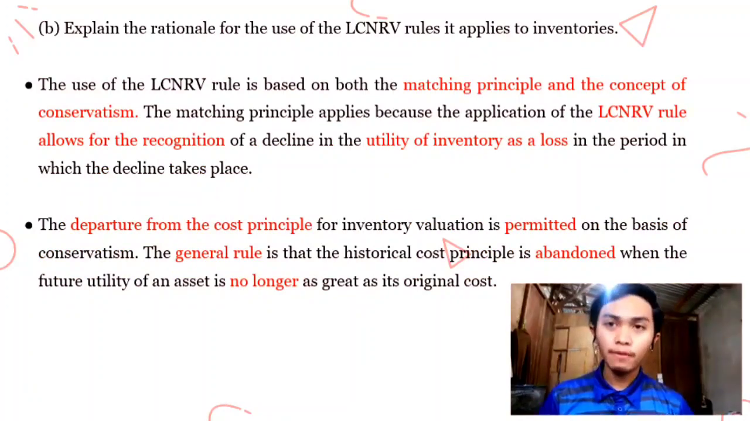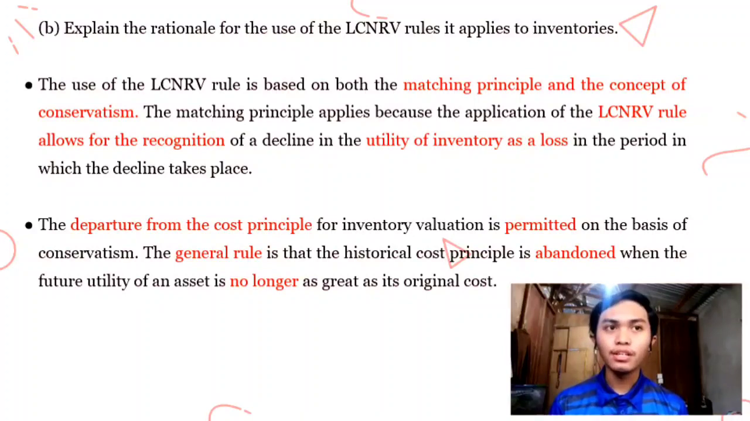For question 11B, explain the rationale for the use of the LCNRV rules as it applies to inventory. We will have two answers for this question. The first is that the use of the LCNRV rules is based on both the matching principle and the concept of conservatism. The matching principle applies because the application of the LCNRV rules allows for the recognition of the decline in the utility of inventory, or loss, in the period in which the decline takes place.